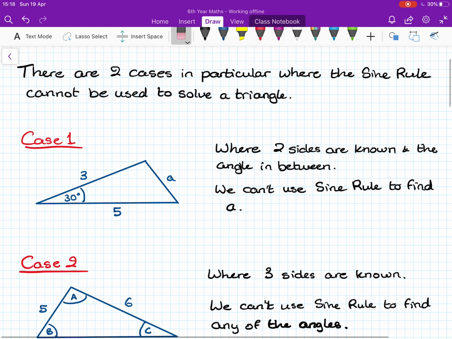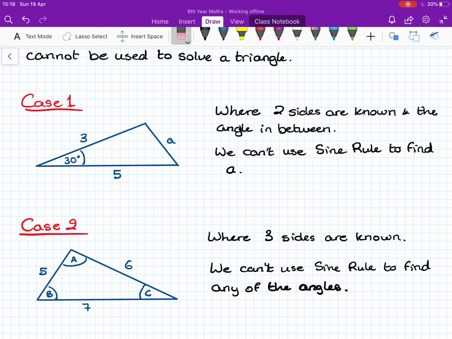So case one is when two sides are known and the angle in between, but we don't know what the third side is. So we don't know what A is here. And we can't use the sine rule to find that because we don't know what either of the other angles is. So just a quick reminder for the sine rule.